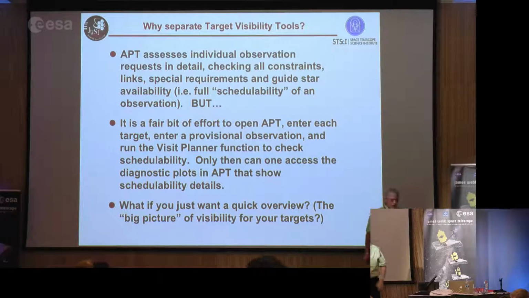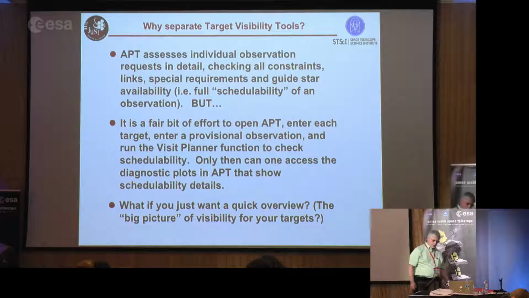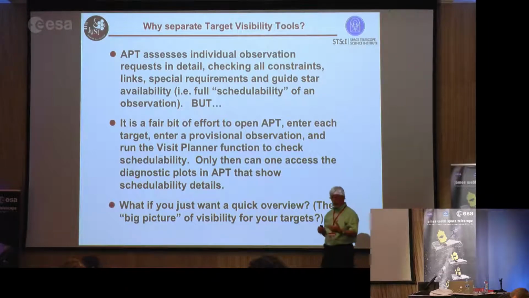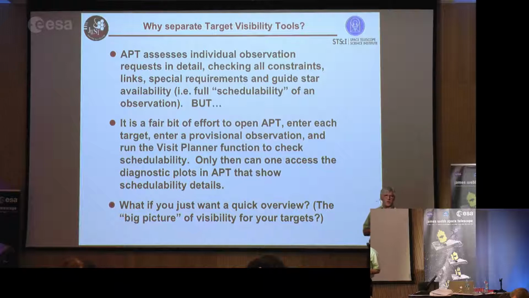So the APT tool, of course, is the real scheduling tool. It checks the schedulability of your observations, and by that I mean it does not just check visibility of your targets, but it looks at whether or not you have guide stars as a function of time. If you have, within APT, actually specified special requirements on your observations, it takes that into account to judge the schedulability.